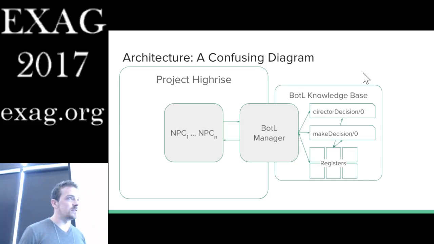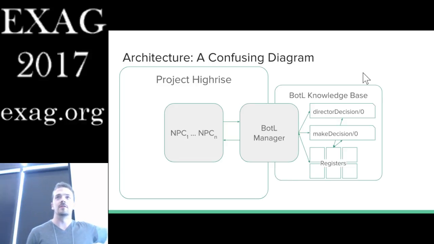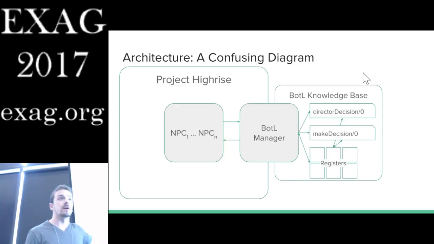Okay, so this is a very confusing diagram, and the idea is that I'm going to give you a really high-level description of the architecture of the system, and if you're actually remotely interested, we can talk about it later. But broadly, Project Highrise has a really complicated architecture. It's got lots of moving parts. Among them is a schedule manager for the NPCs, which tells them what to do and when to do it. That got ripped out for this project and replaced with a bottle manager.